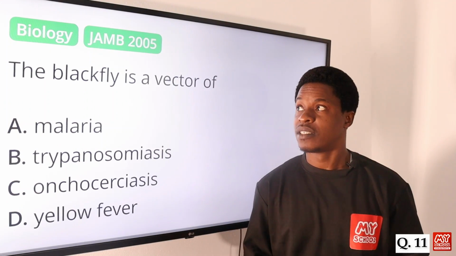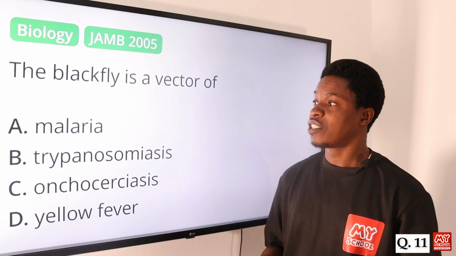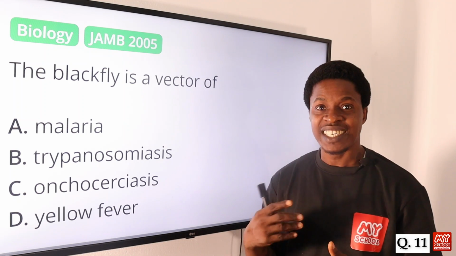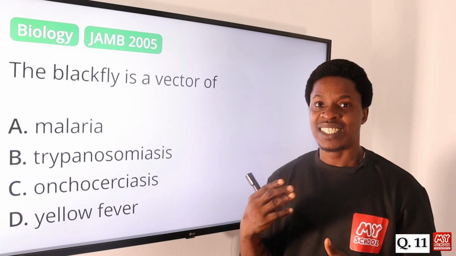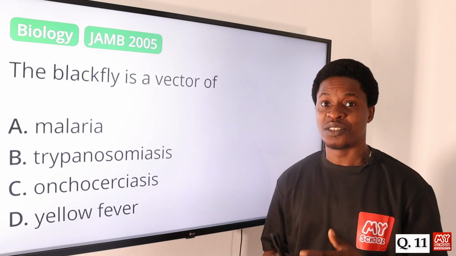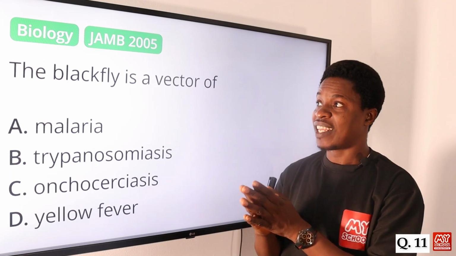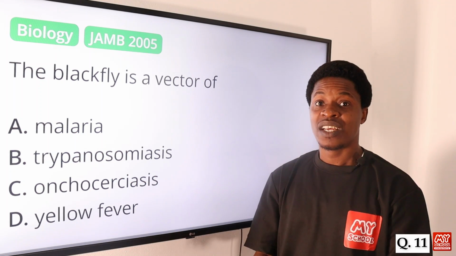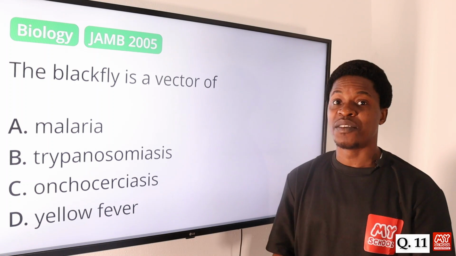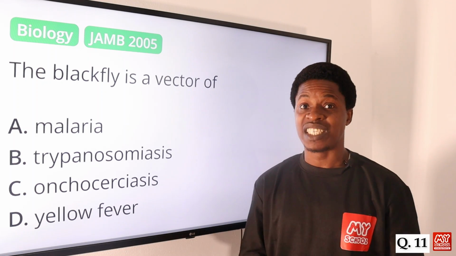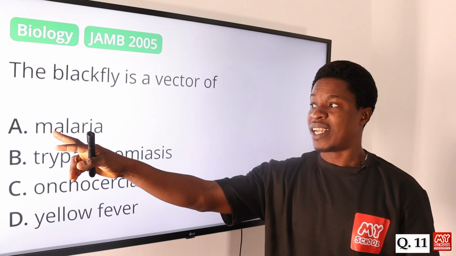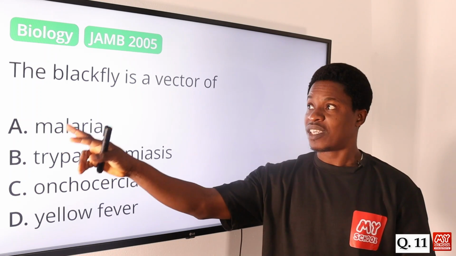Question number 11. The black fly is a vector of what? A vector is the organism that actually carries disease-causing organisms. Like the mosquito, option A is malaria. We know that the infected Anopheles mosquito is actually responsible. So the vector for malaria is mosquito, not black fly.